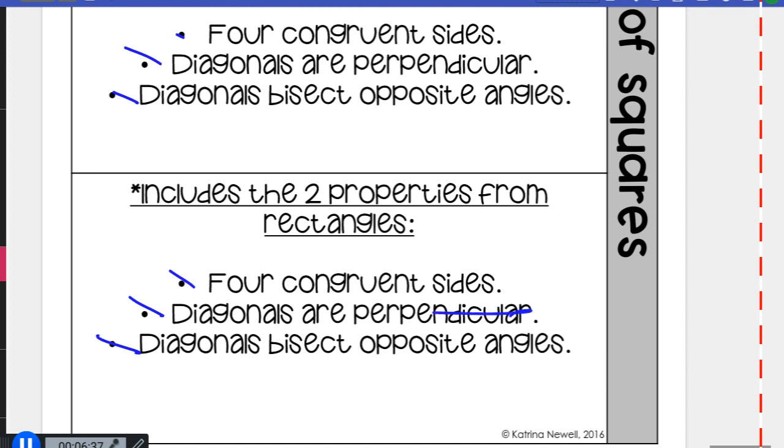Diagonals of a rectangle are not perpendicular. That's a mistype. They're congruent. That's where we're going wrong here. Okay, so that is the new stuff. Then you're going to hop on over to the Google Doc that I posted today, where we're going to be doing a little bit of thinking.